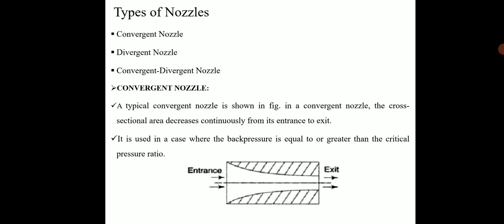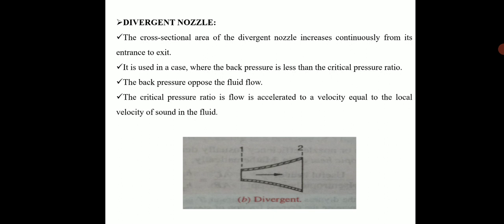In this, the cross sectional area is decreasing continuously from entrance to exit. This shows the velocity of the fluid flow is increasing. It is used in a case where the back pressure is equal to or greater than the critical pressure ratio. Now the divergent nozzle. In this, the cross sectional area of the divergent nozzle is continuously increasing from entrance to exit. It is used in a case where the back pressure is less than the critical pressure ratio.